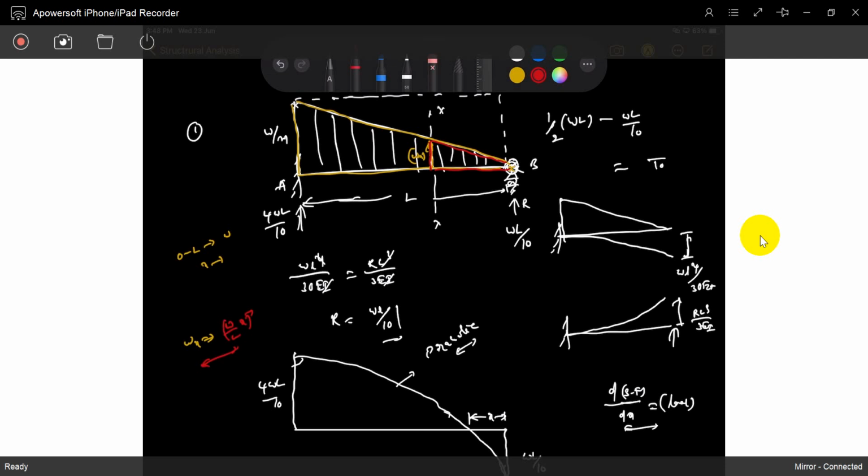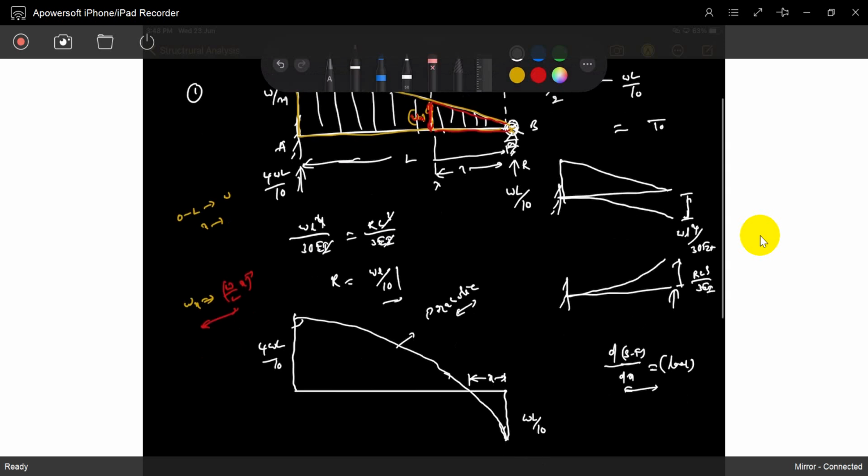So that is wx, the value of wx. So what is the shear force at x? Some distance x, I said it's x somewhere. So what is the shear force at x?